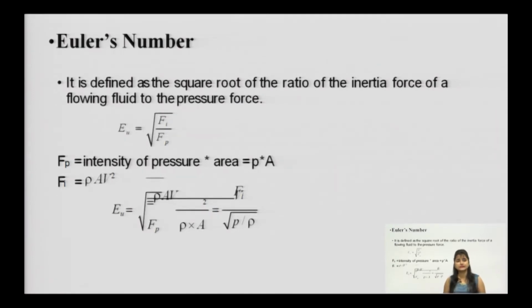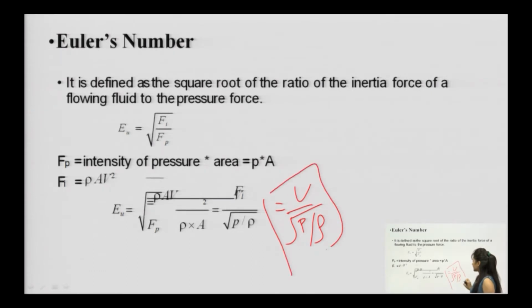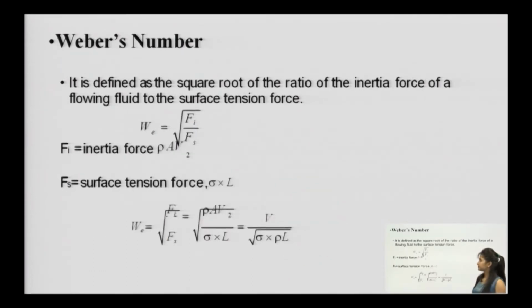Euler's number is defined as the square root of the ratio of inertia force to the flowing pressure force. So, there you can see finally inertia by pressure you are getting as nothing but velocity upon under root of P divided by density. This is how you can calculate Euler's number.